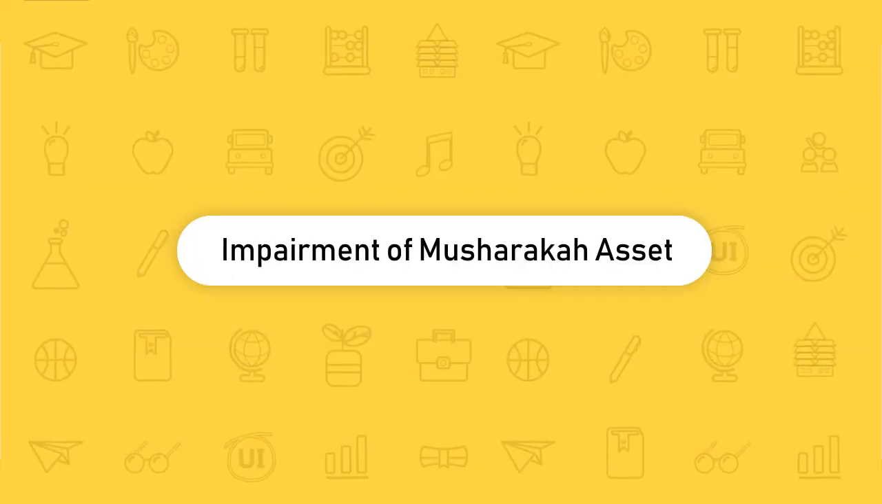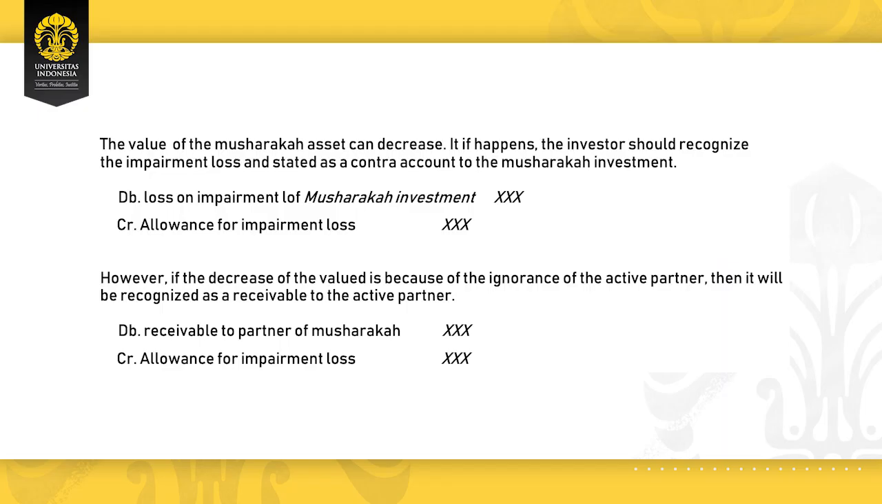The value of Musharakah asset can decrease. If it happens, the investor should recognize the impairment loss and state it as a contra account to the Musharakah investment. However, if the decrease of the value is because of the negligence of the active partner, then it will be recognized as a receivable from the active partner. This is the journal entry.